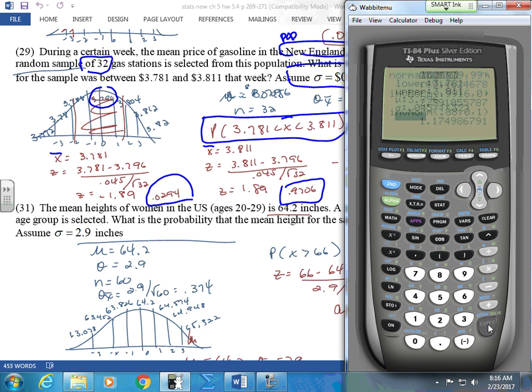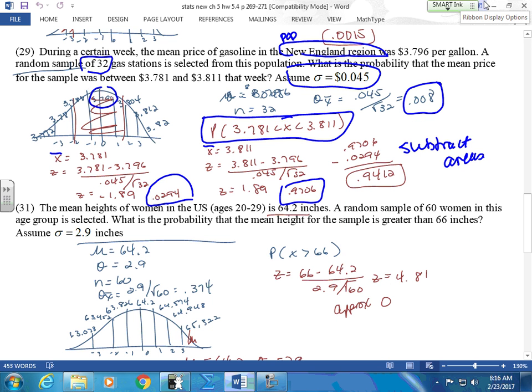Now paste. There's my answer that I got before. And it's rounded to 4 decimal places. 0.9407. So is it close to this? Pretty darn close. Your calculator is far more exact because we rounded this Z-score and this Z-score. We took the areas out of the table, which only goes 4 decimals.